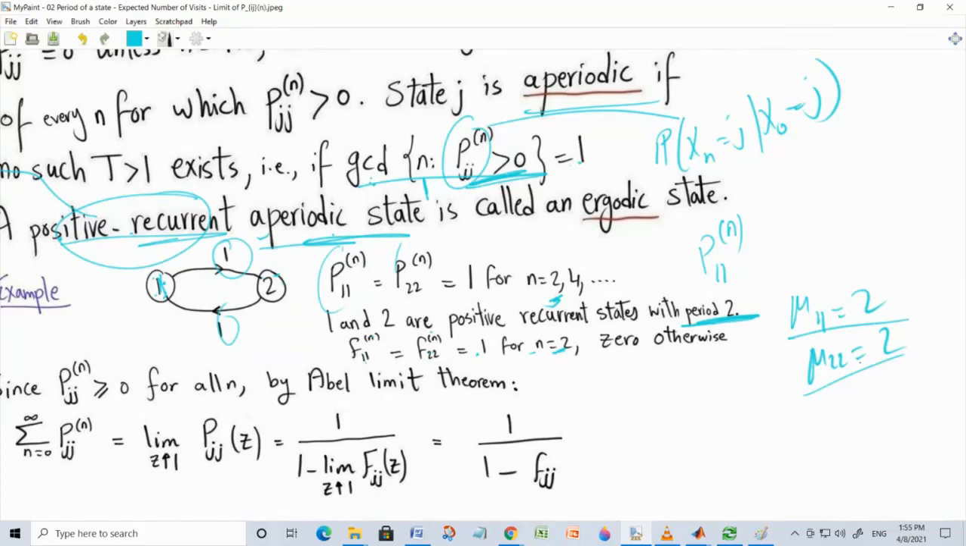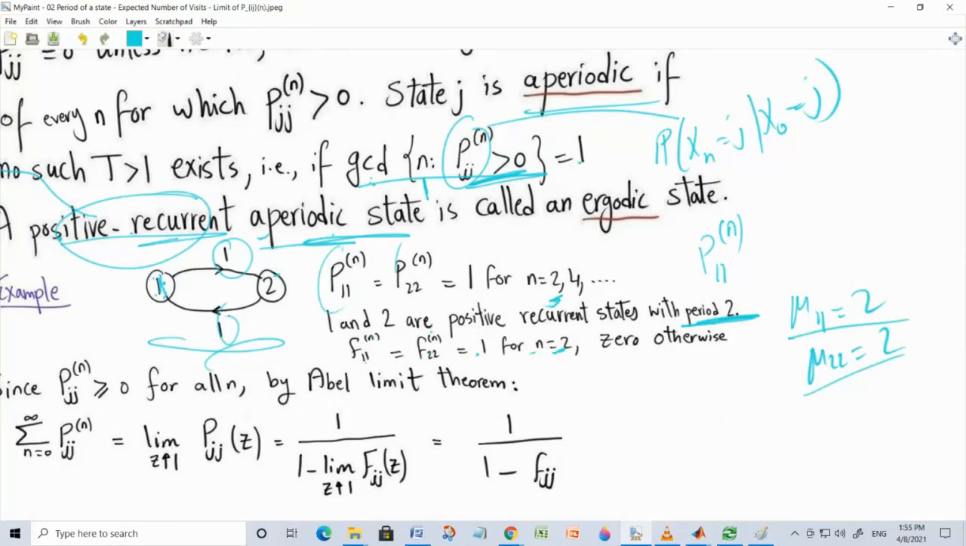And the mean recurrence time is 2, which is a finite number. And so basically in the Markov chain that you see in front of you here, both states are positive recurrent, but those states are not ergodic, because they are positive recurrent and periodic, and the period is exactly equal to 2.